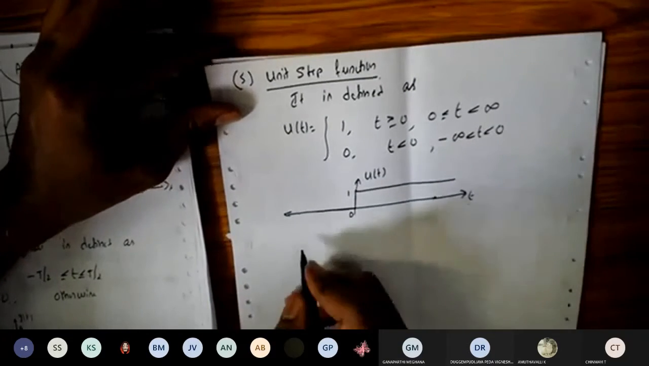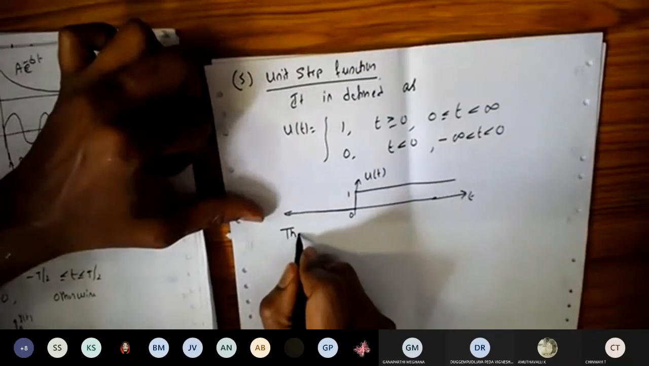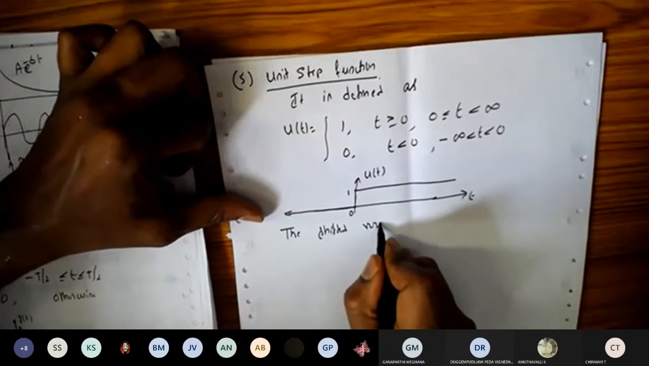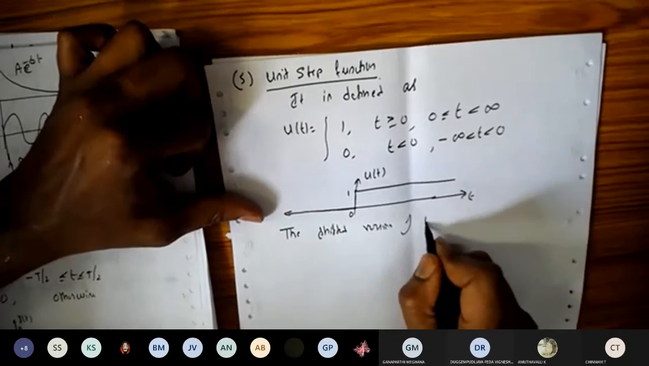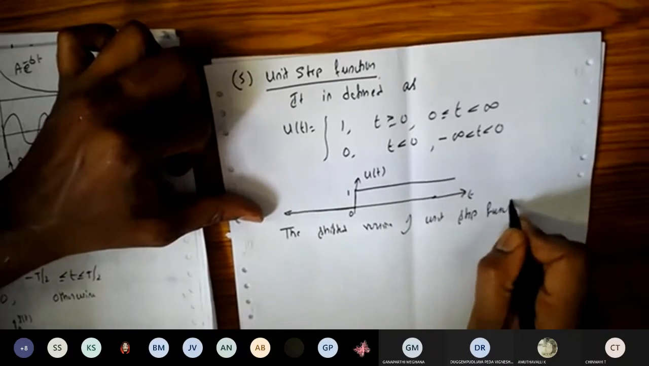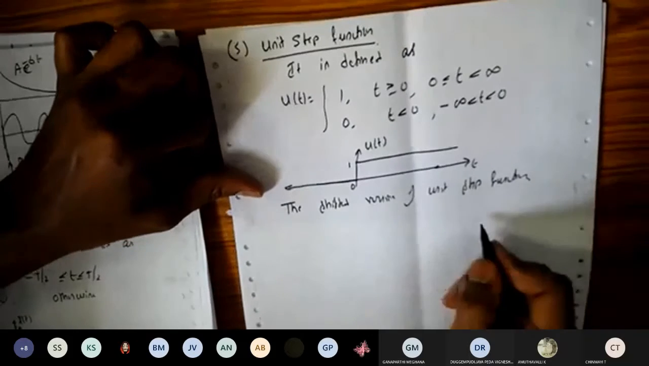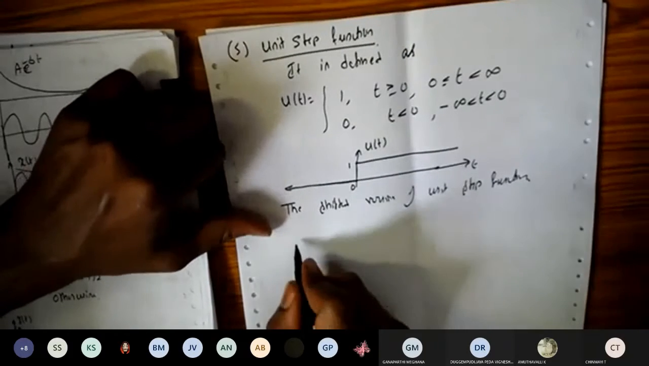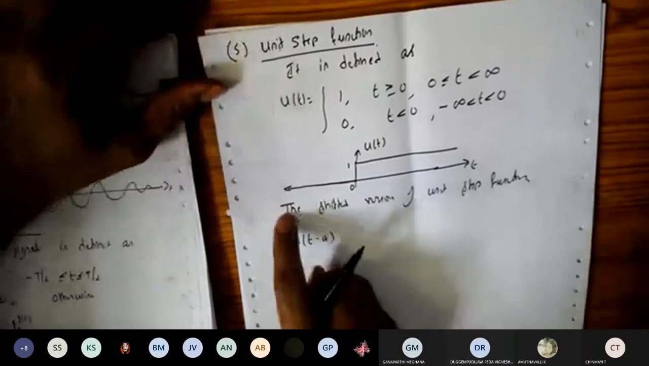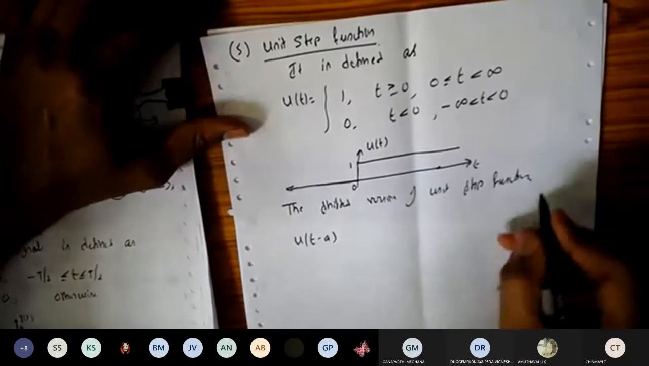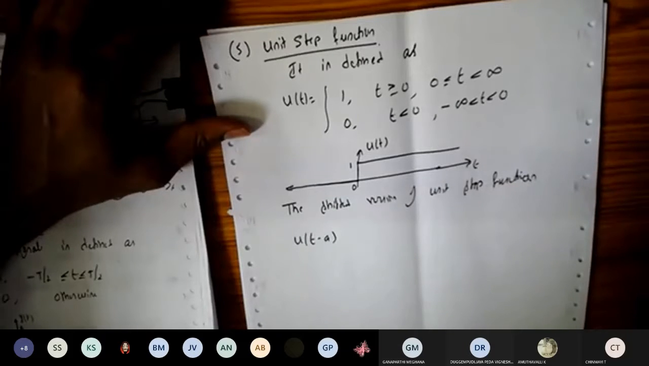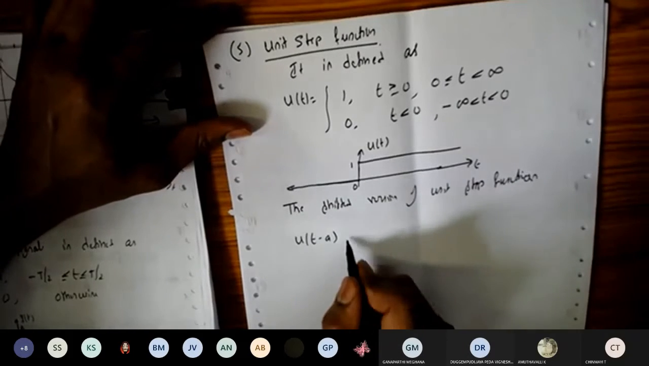We can also define the shifted version of the unit step function. I define it as u of t minus a. The shifted version of the unit step function is given by this.